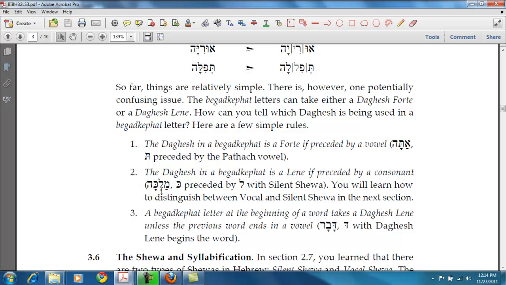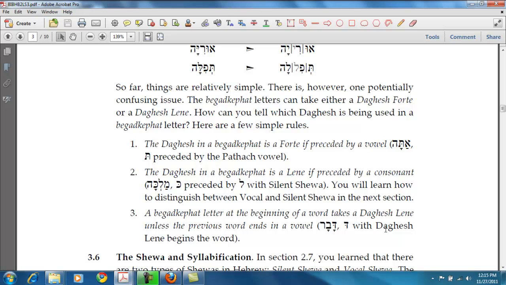Now this shva, and that's the reason why it's important to know your long and short vowels, is that under a short vowel, these shvas will be non-vocal, and so that's going to produce this one here. So this dagesh in this kof is a lene because it is starting off a new syllable. It's not following a vocal vowel.